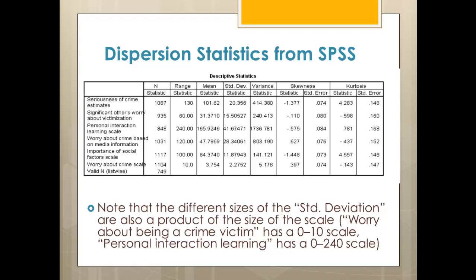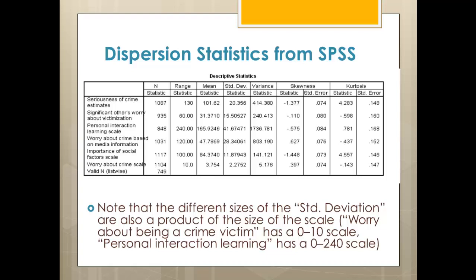The standard deviation suggests the typical distance away from the mean. So let's look at the first variable, seriousness of crime estimates. The mean for that variable is 101.62. How you interpret the standard deviation is that the average distance any score is away from the mean is roughly 20 points, where the mean is 101.62.